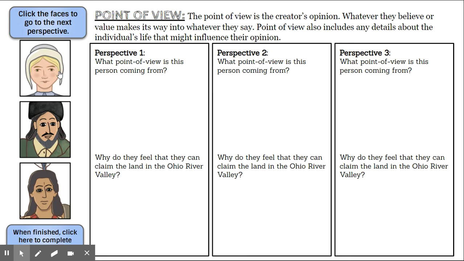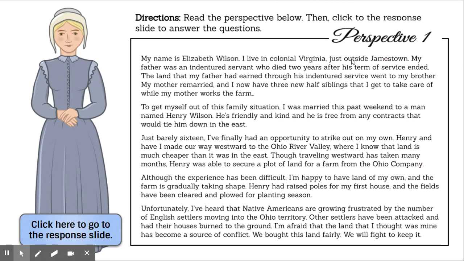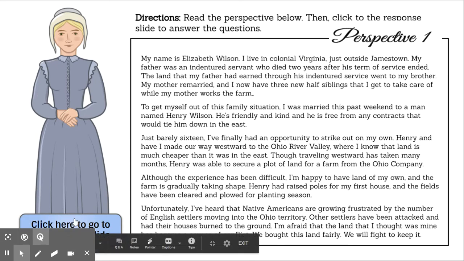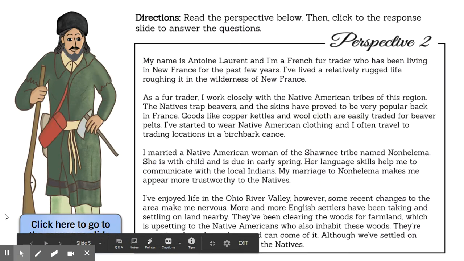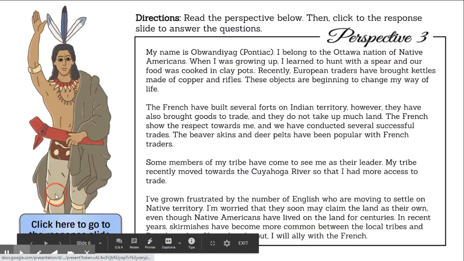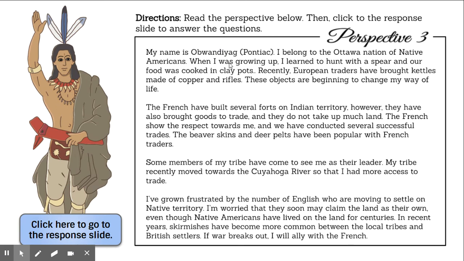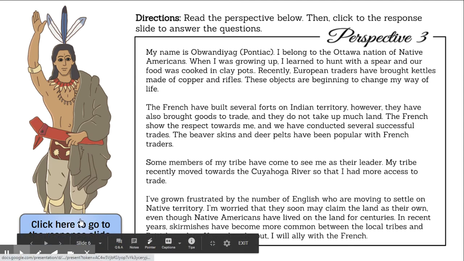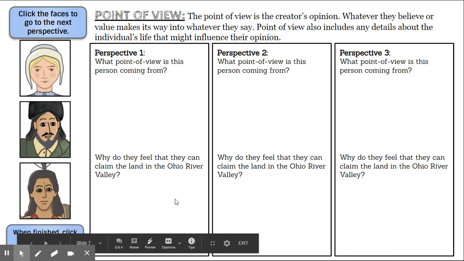So she was from Colonial Virginia. Her father was an indentured servant. What do you think about her view of this? And then you're going to click on the faces. Then we have Antoine Laurent, and he's a French fur trader. And then we go here to Pontiac, Obondiag Pontiac, and he's Native American. So we have 3 different perspectives of this war, right, of the French and Indian War.